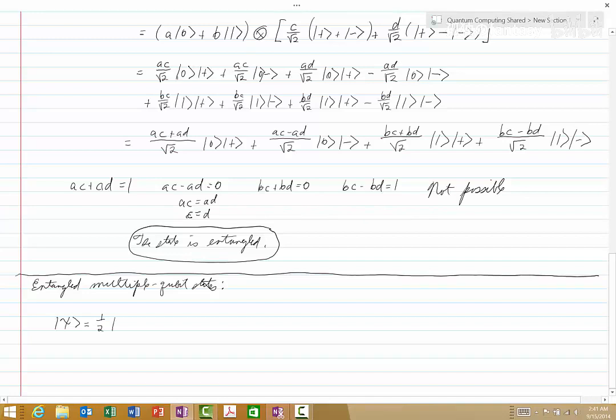It'll be 1/2 of 0, 0, 0, 0 plus 1/2 of 0, 1, 0, 1 plus 1/2 of 1, 0, 1, 0 plus 1/2 of 1, 1, 1, 1.